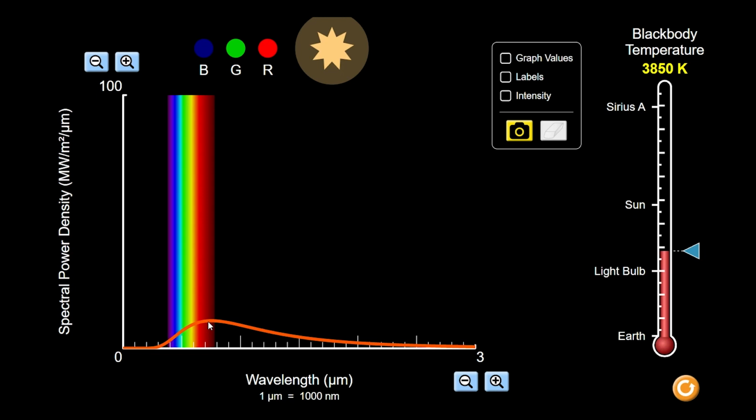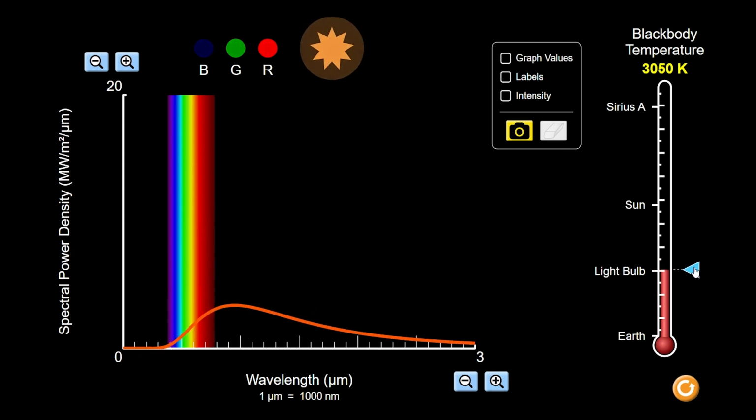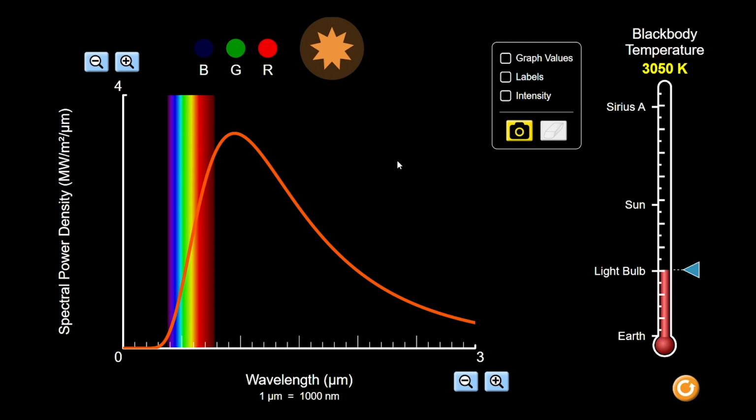Now this is getting pretty low, so I'm going to zoom in. I'm going to click this plus right here, and you'll see that the top of the y-axis is 100. I'm going to zoom in, and it goes to 20, so that lifts up our curve. So we've zoomed in on the curve and raised that up. Okay, so I'm going to keep lowering the temperature until we get to the temperature of a light bulb. Okay. And I'm going to zoom in again. We're going to go from 20 to 4.